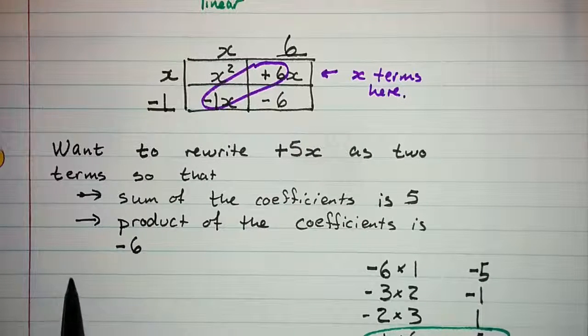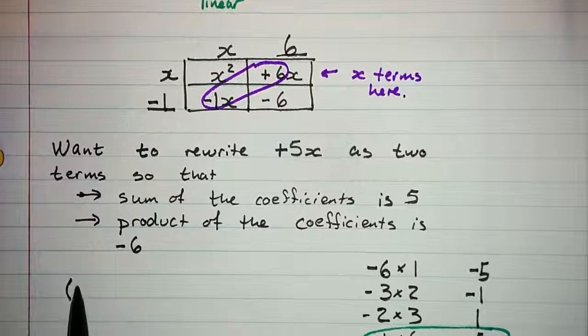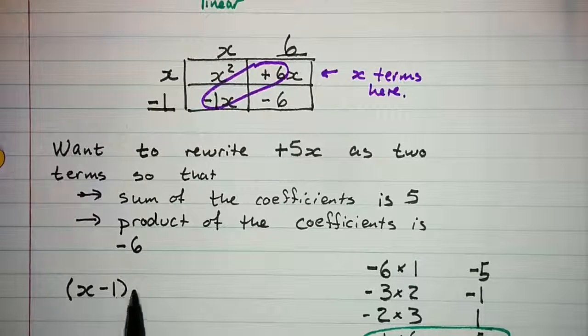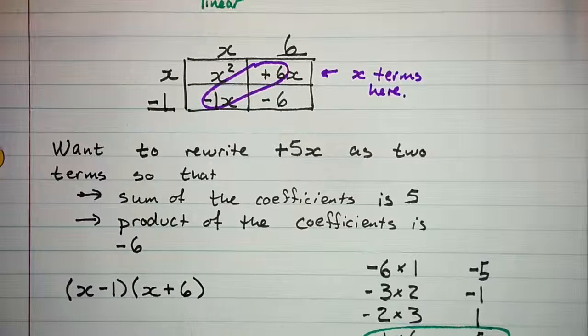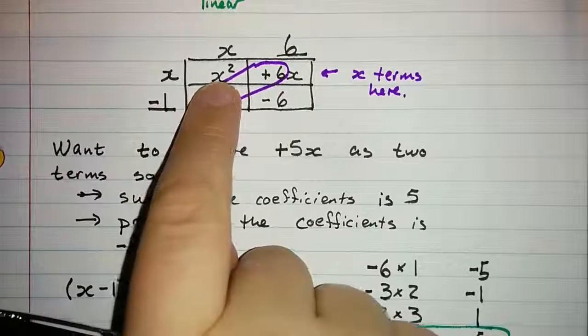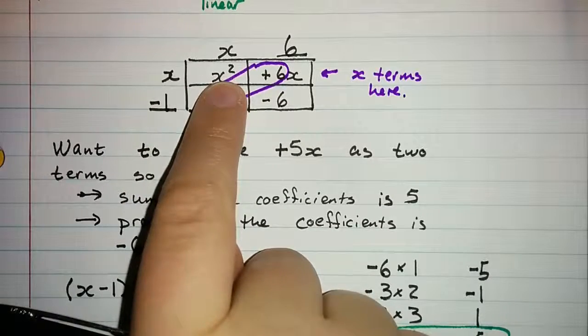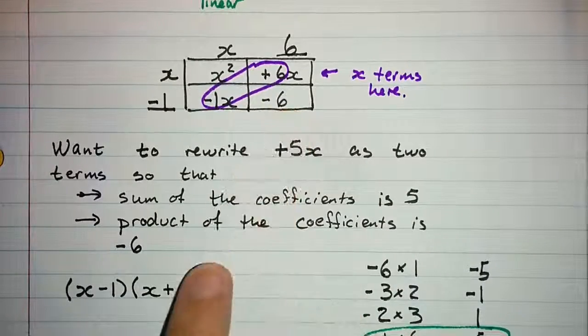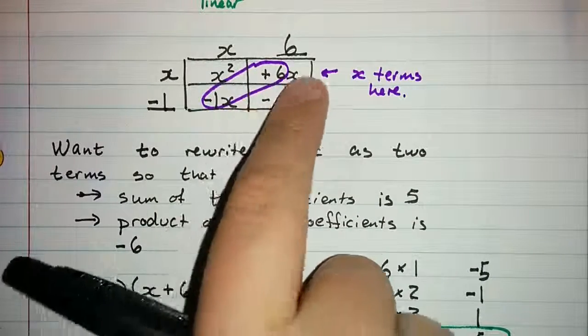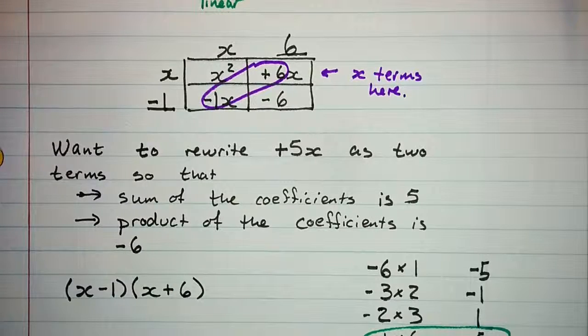What are our factors then? X minus 1 times x plus 6. Again, what was the key move? We knew that the x squared term had to be up here. We knew that the constant had to be down here. Our key move was splitting up the middle term.